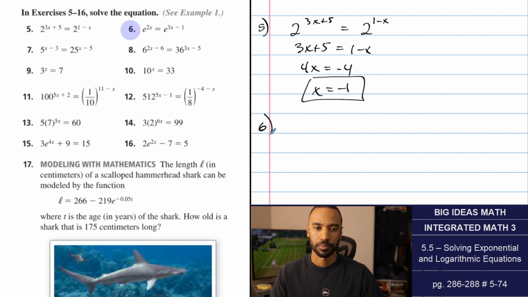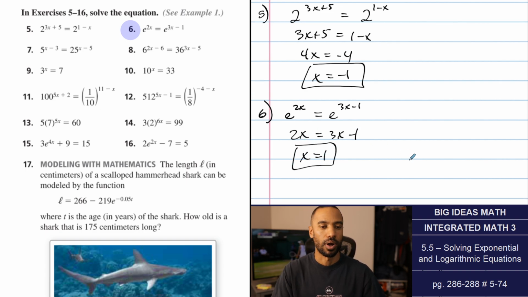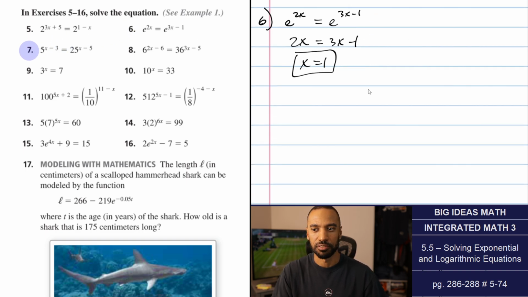Number 6. E to the 2x, hold on, my pen got changed, equals e to the 3x minus 1. E's equal each other as bases. Set the exponents equal to each other. I'm going to subtract 2x from both sides and add 1 to both sides. You get x equals 1. One simpler step there. I always recommend that starting in IM1. I say, when in doubt, try and keep your variable terms positive. So that's where I'd go with that one.